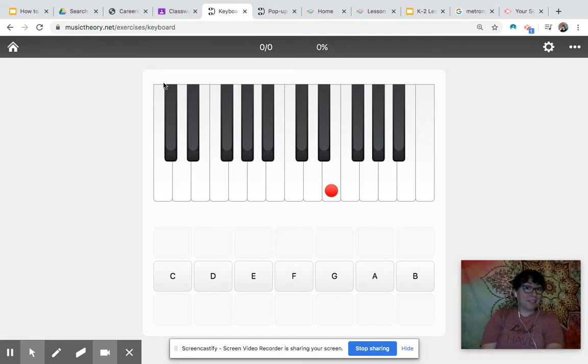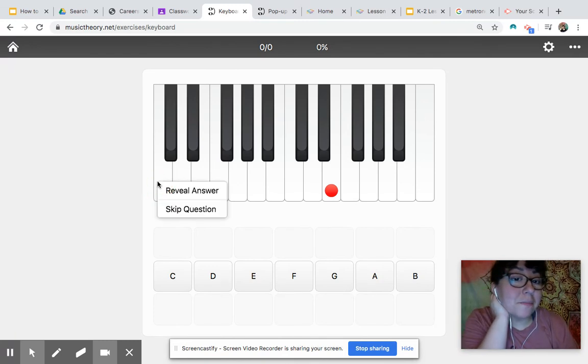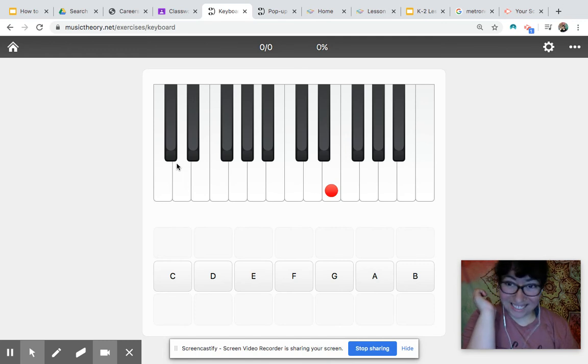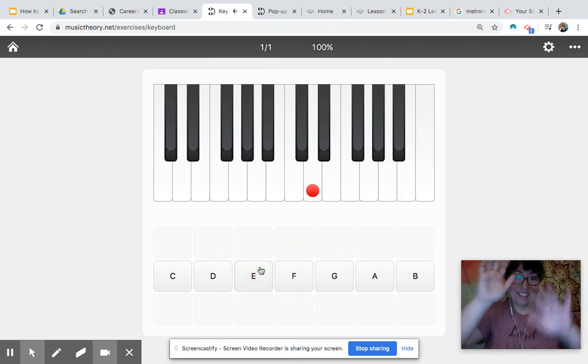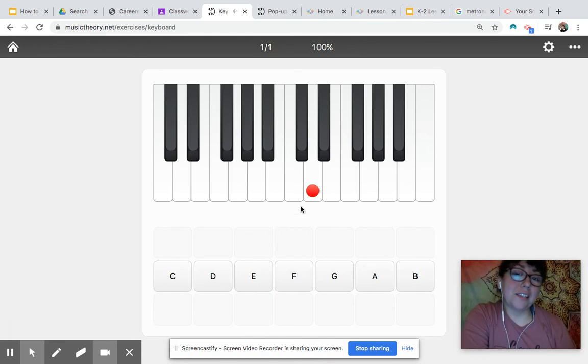This note right here is C. Remember, C is to the left of the 2 black keys. This is it right here. No, I don't want to reveal the answer. I'm going to learn and practice this on my own. Thank you very much. So if this is C, the next note is D, E, F, G. Remember, after G, there's only 7 letters in the music alphabet. So after G, we go to A, B, C, D, E. Yes, 100%. Let's keep going.